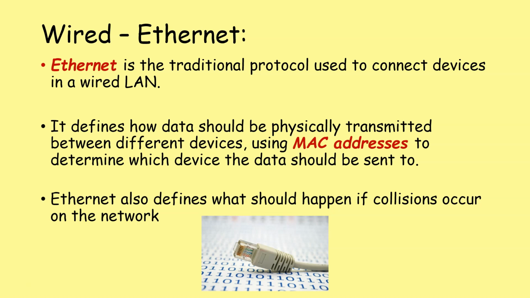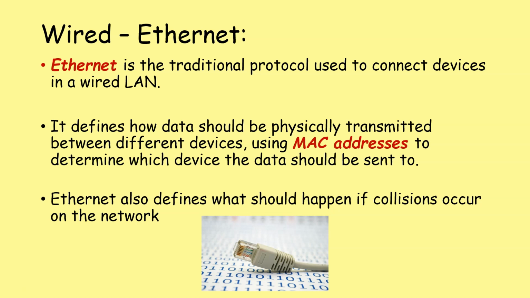It defines how data should be physically transmitted between different devices, using MAC addresses to determine which device the data should be sent to. So if you've forgotten about MAC addresses, this is the physical address of a network interface card, which is usually built into your laptop or desktop or whatever. And this is used to identify that particular device on a local area network.